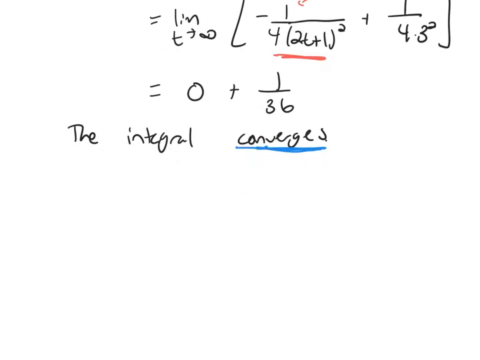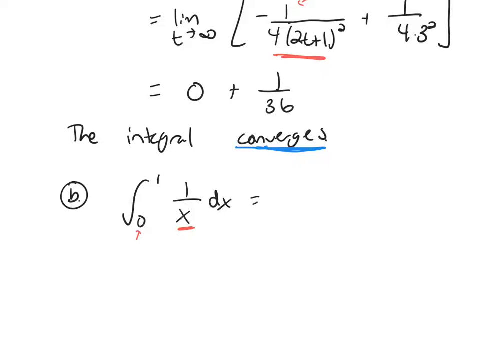Let's look at another one of these. So B, the integral we're going to look at is 0 to 1, 1 over x dx. Now, this isn't obviously an improper integral, but I will say that this is an improper integral. Why is it an improper integral? This function right here is undefined when x equals 0.